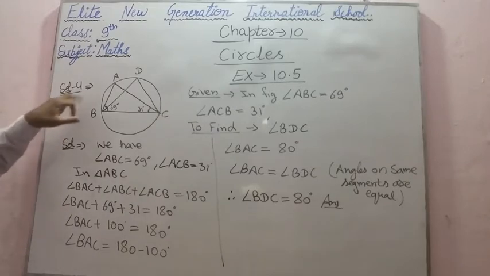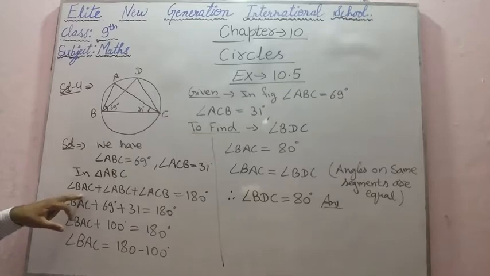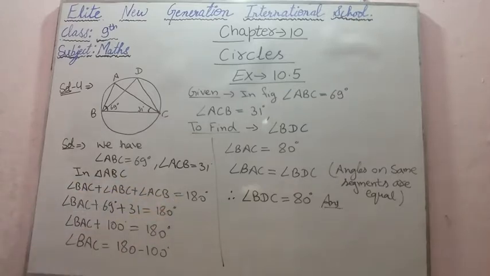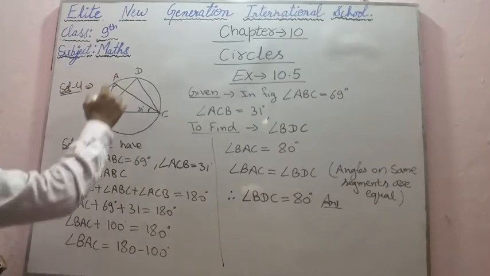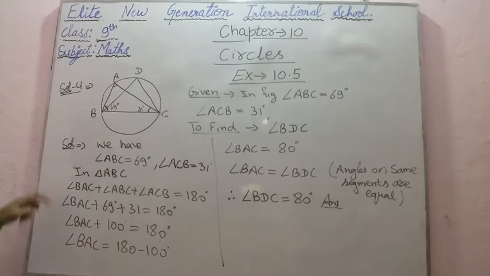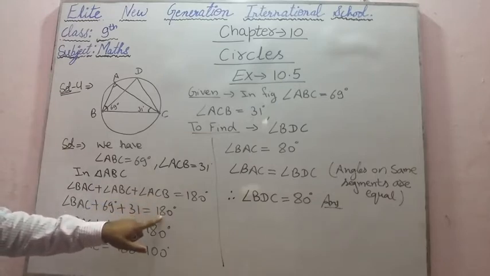So in triangle ABC, by applying the angle sum property, it will be angle BAC plus angle ABC plus angle ACB equal to 180. So by putting values, angle BAC plus the value of ABC, which is 69, plus the value of ACB, which is 31, equals 180.